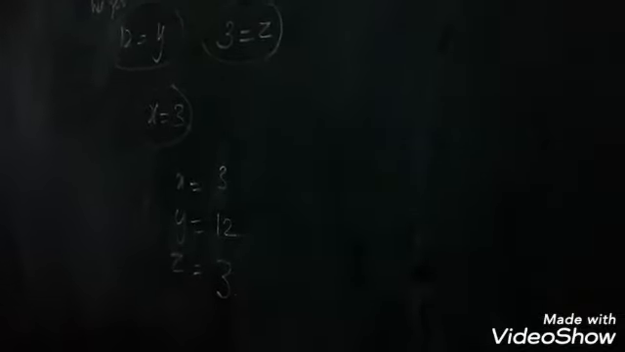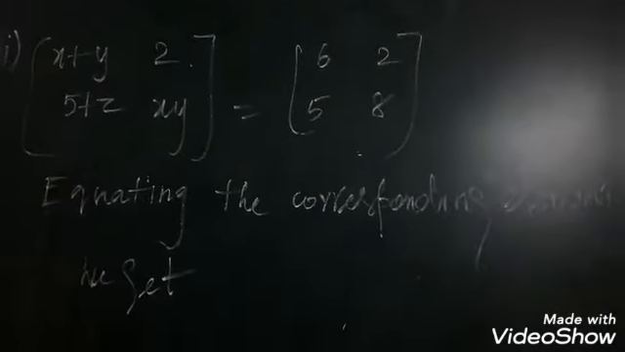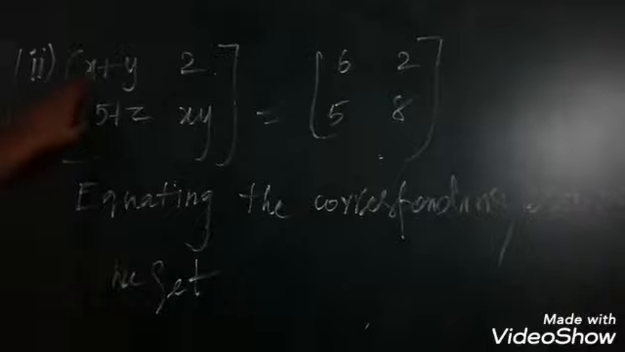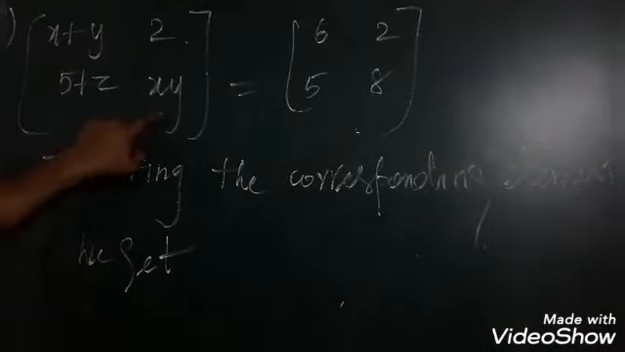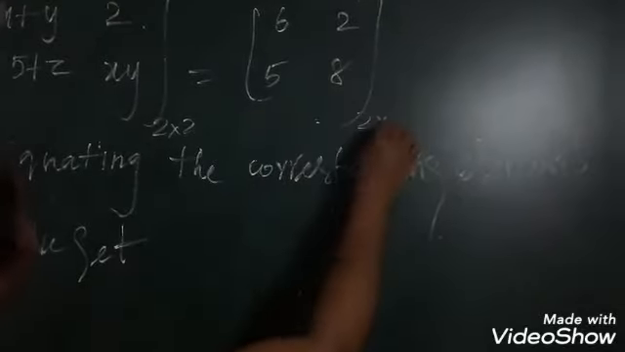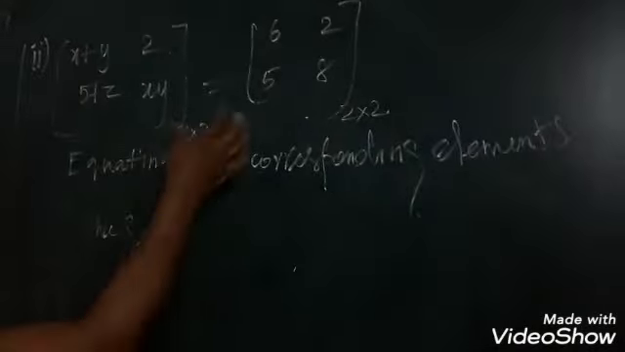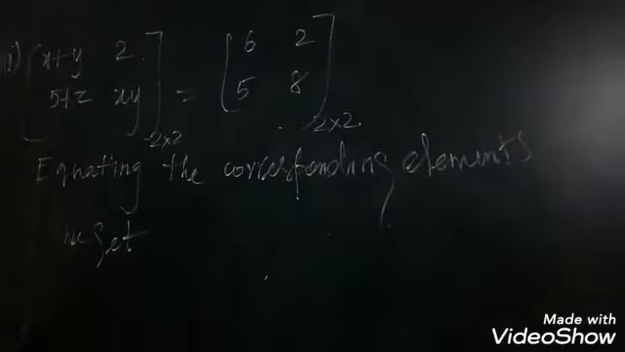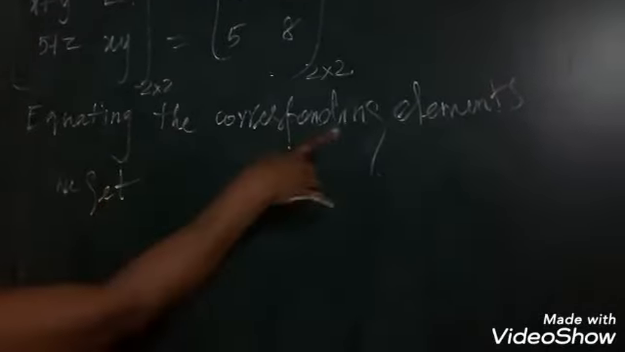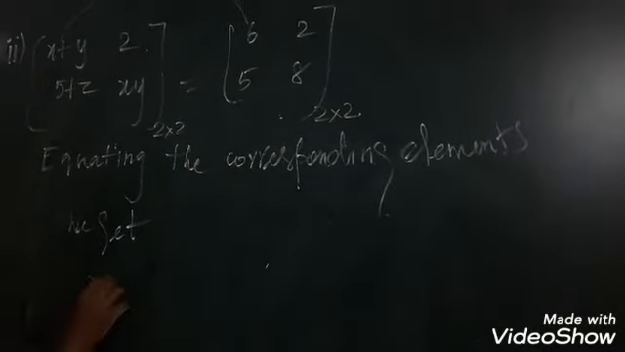Okay. See the next one. See girls, the second one we have to see, the given matrix is x plus y, 2, 5 plus z, x y. Here also a 2 cross 2 matrix. Here also a 2 cross 2 matrix. If you want to equate, the rows and columns should be equal. Then only we can equate. Equating the corresponding elements we get. Now the first element and the first element. What is the first element?